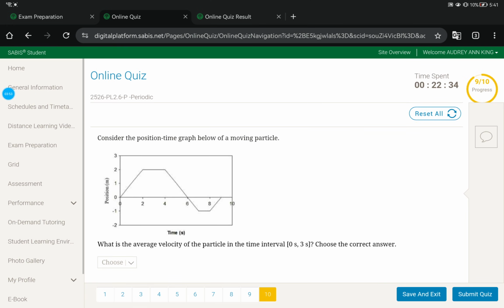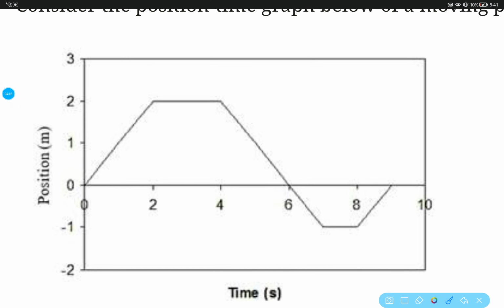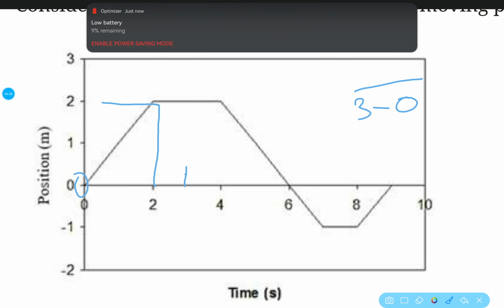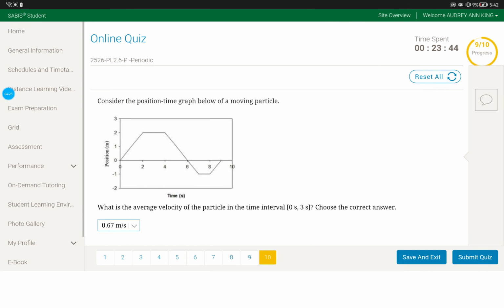What is the average velocity of the particle in time interval 0 seconds and 3 seconds? Okay, so for this one, just over here, let's say time 0 is at 0. So far we have 3 minus 0 over the time at 2 is 2, so 2 minus 0. And at 3, it's going to be here, so it's also going to be at 2. So 2 minus 0, which is 2 over 3, which is 0.67.